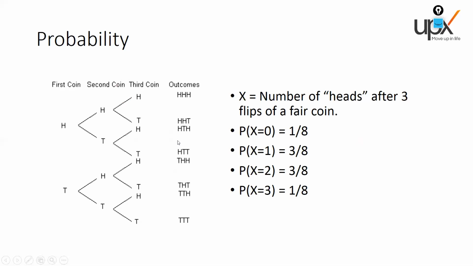These are all the possible outcomes if you just look at the outcomes of a coin thrown 3 times, right? So now what I'm doing here, I'm representing it: X equal to number of heads after 3 flips of a fair coin. Remember what is X? X is nothing but a random variable, right?